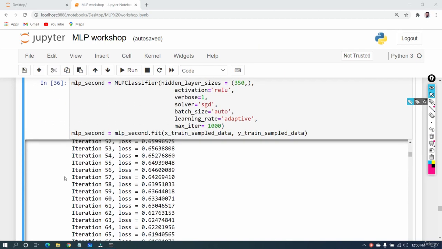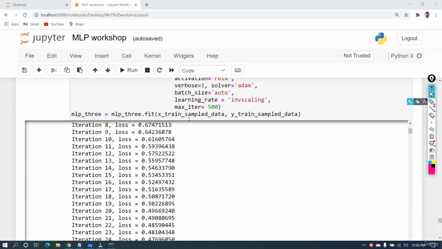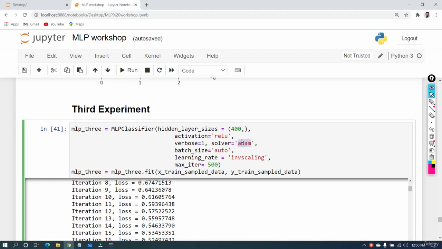Next, you can also see we did the third experiment where we use ADAM again, back to ADAM, not SGD. ADAM is an optimizer. We use batch size as auto, and ReLU. You can also use sigmoid if you want, but sigmoid doesn't do well in multi-class classification. Similarly, we increased the size also. See here, there were 300 neurons at the beginning, now we changed to 400. So the number of neurons also increased.